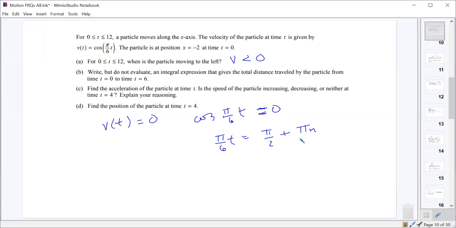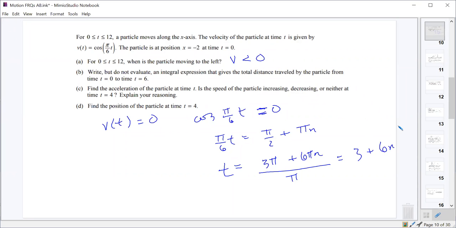Pi over 2, 3 pi over 2, 5 pi over 2, 7 pi over 2, negative pi over 2, and so on. Those will all give you 0, right? If you plug in those values. Everybody good with that? That's when cosine is 0: pi over 2, and every increment of pi after that. So that would tell us that t must be multiplied by 6, which will give me 6 pi over 2, which is 3 pi, plus 6 pi n, all divided by pi, or 3 plus 6n.